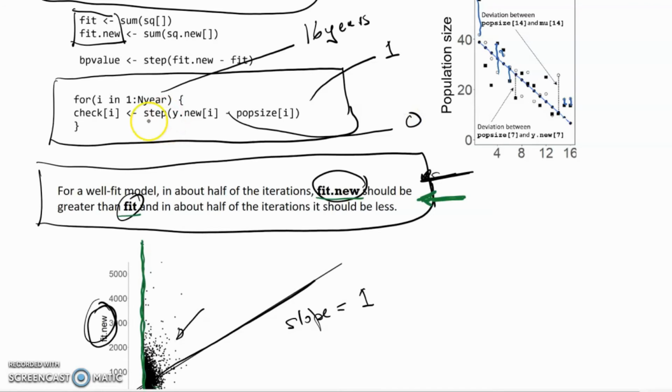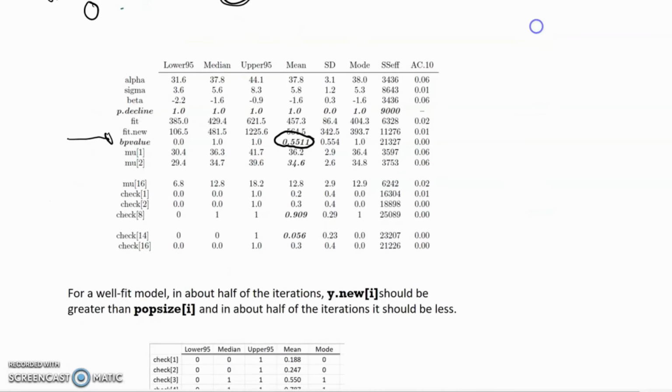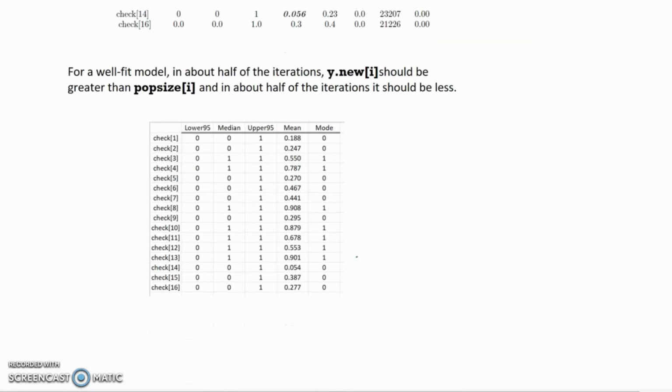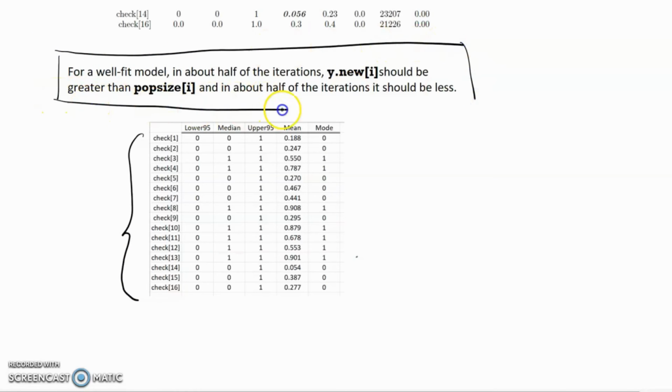So for each year, we're going to have a value of check. So we're going to have essentially 27,000 values, 1 per year, of the value of check. And we can look at that down here. So here are our values of check for the different years. Similar to what we saw before, if we've got a really well-fit model, then half the time y new I should be greater than pop size, the other half the time it should be less.